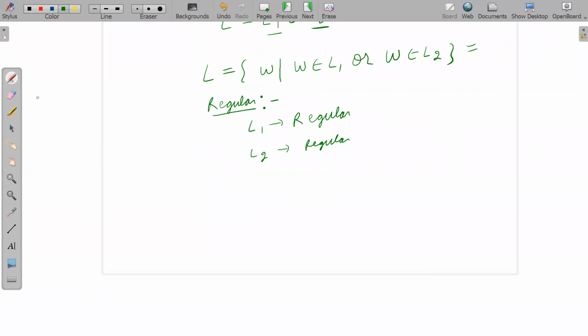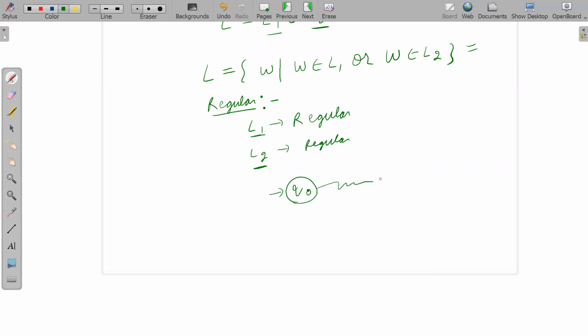Okay, so let me design an FA for L1. I'm not giving a proper language. What exactly is L1? A power N, B power M, and so on. It can be any language. So let me design an FA roughly, just to give you an idea.